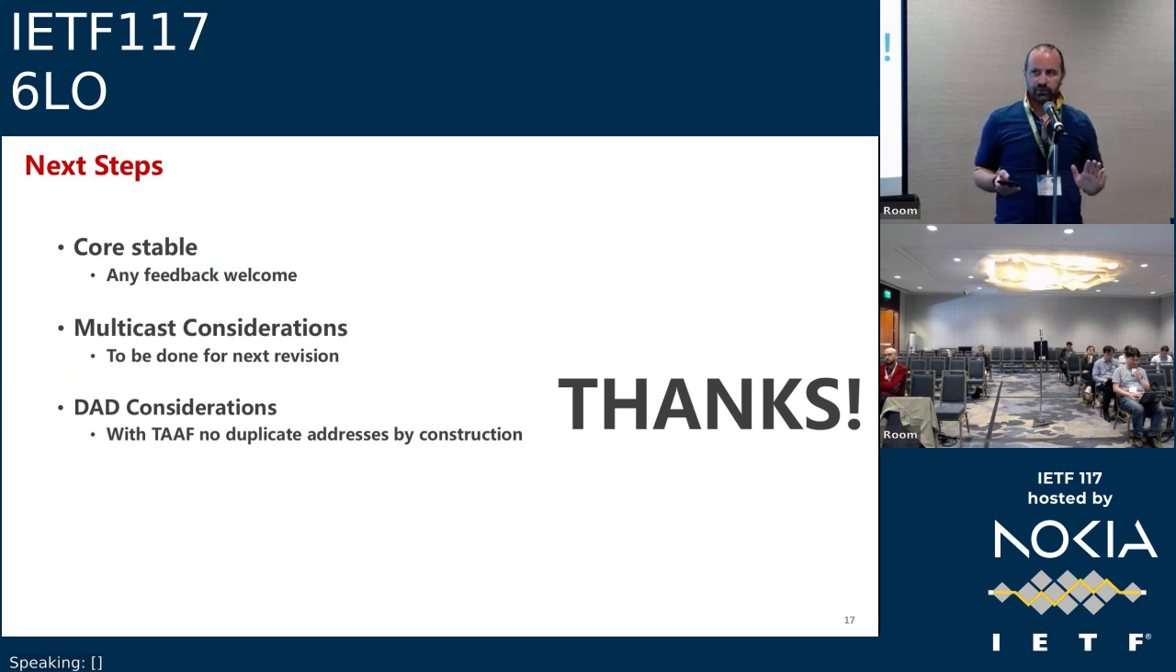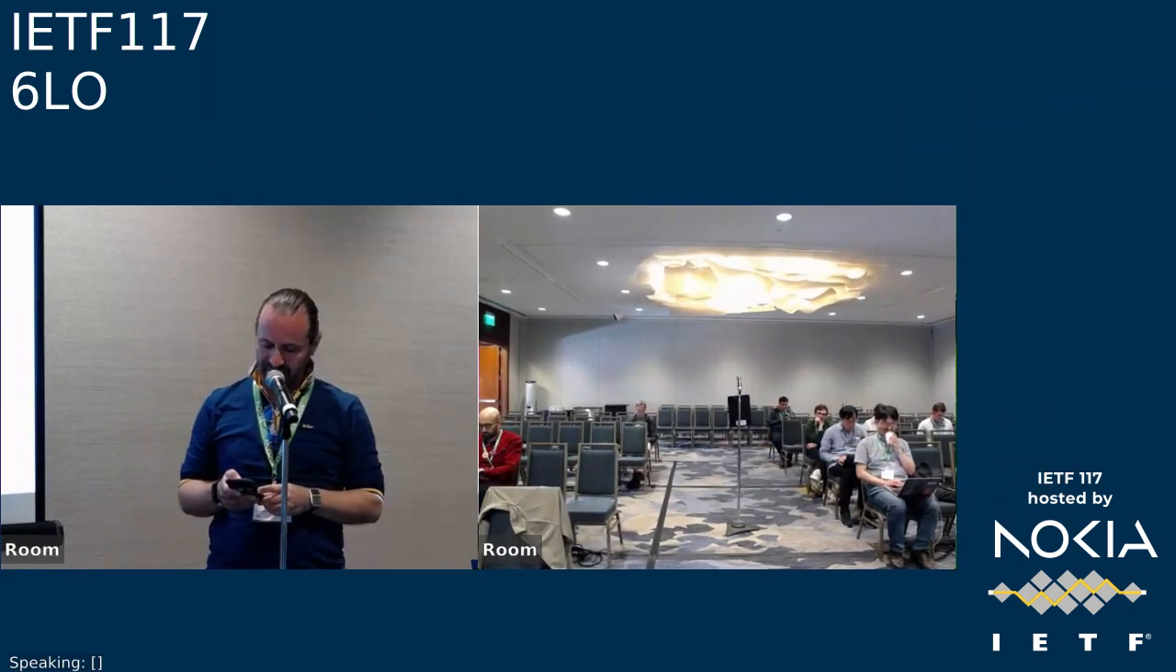So this is the update on the first document. We are not finished. We have multicast considerations to do. It would be nice to add also some text about DAD, so duplicate address detection, because with some allocation functions, the address is unique by construction, like is the case in the tree topology. So any further comments on this one? Otherwise, I go through the second slot.